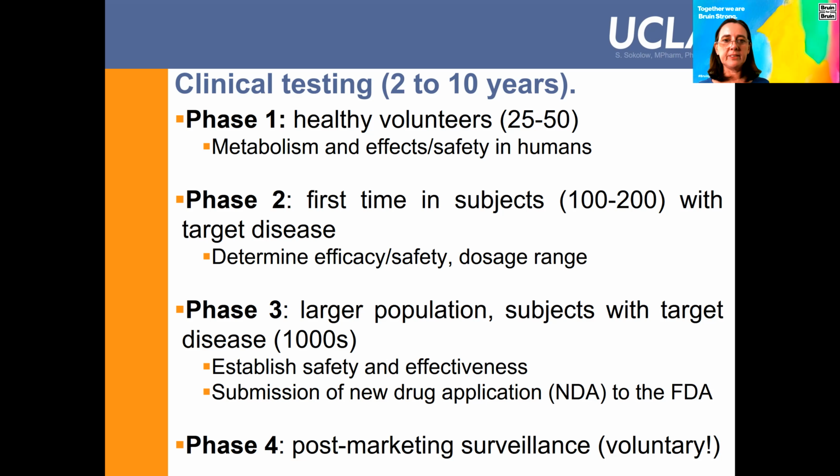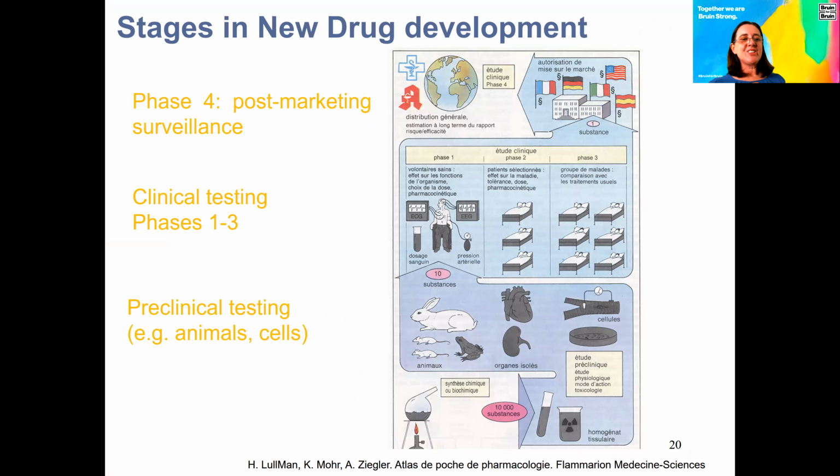Like Vioxx, that was withdrawn from the market by the FDA because of the increased risk of GI bleed. So here are the stages of new drug development. This slide is in French because I studied in French and I couldn't find something better explained than this image.